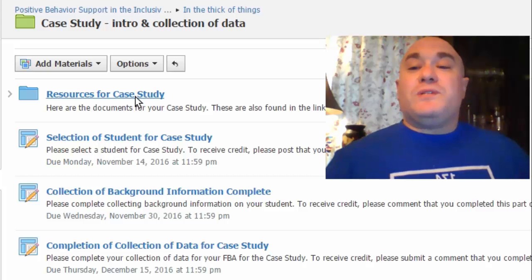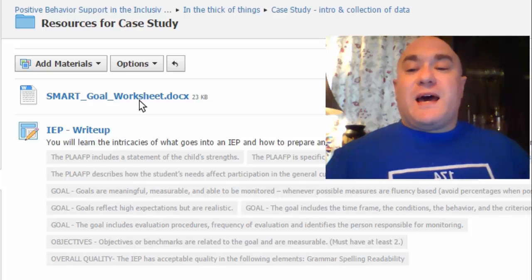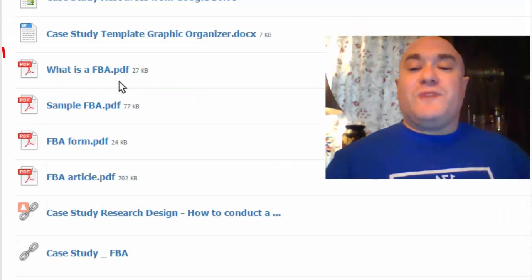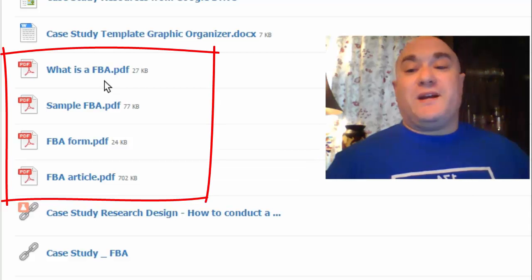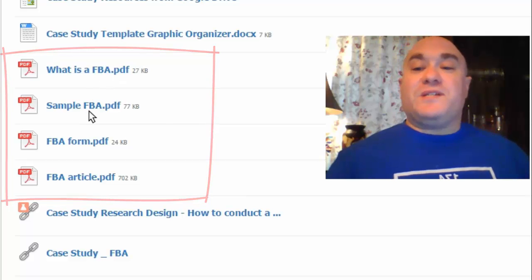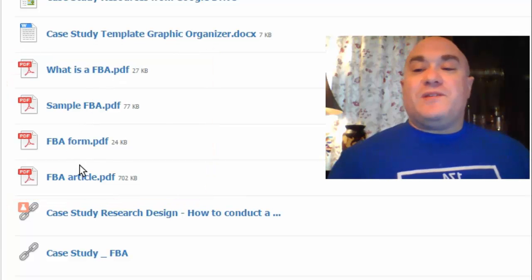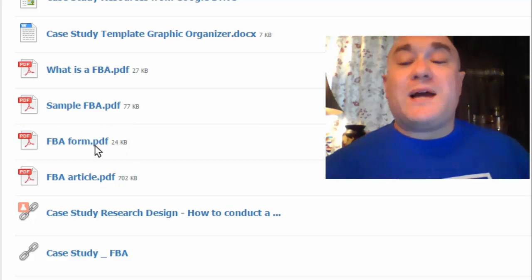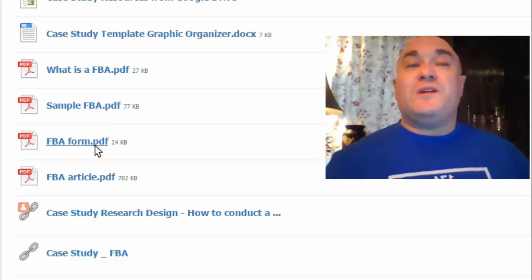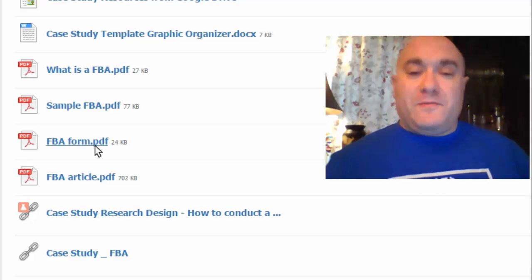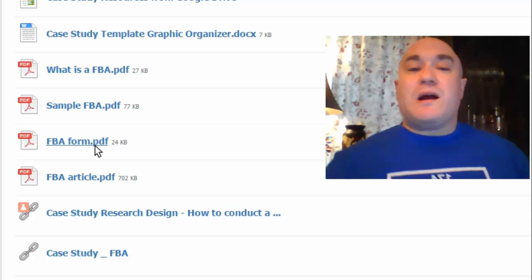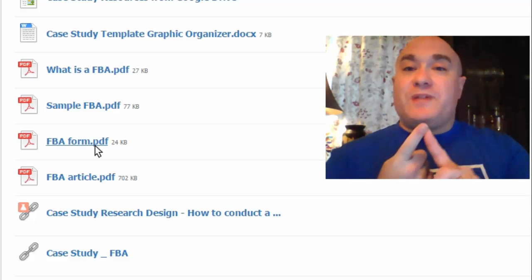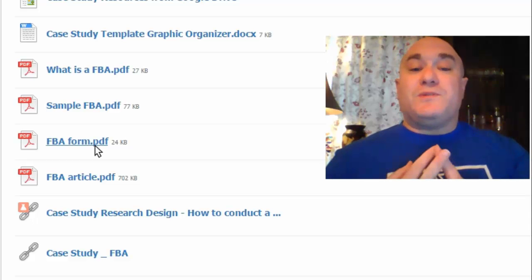You will see here that there are resources for the case study. If you click on it, you will see that there are several resources available to you that focus on the functional behavior analysis. This explains in more detail what the functional behavior analysis is. This gives you a sample functional behavior analysis, and these are additional resources. You do not need to use the form here. The form is very detailed. If you feel that it would be helpful for you, feel free. But again, the two main steps are identifying the student's behavior that you want to measure and then tallying each time the student displays that behavior.